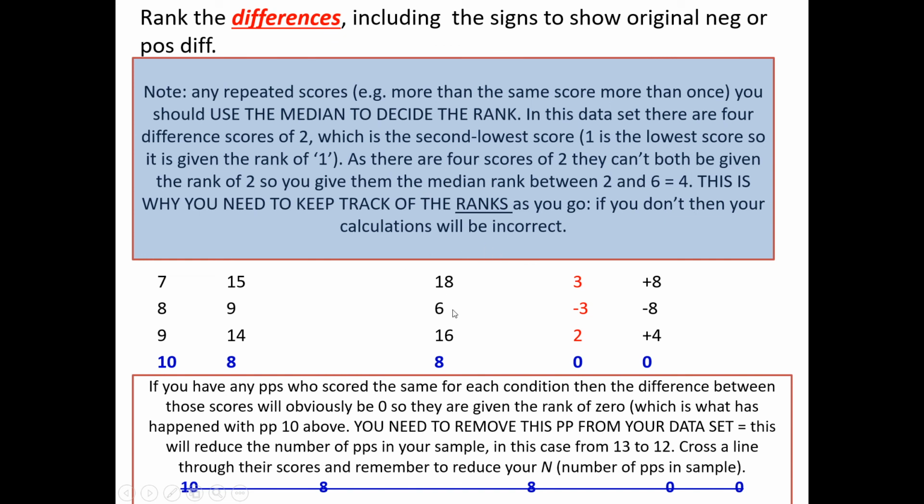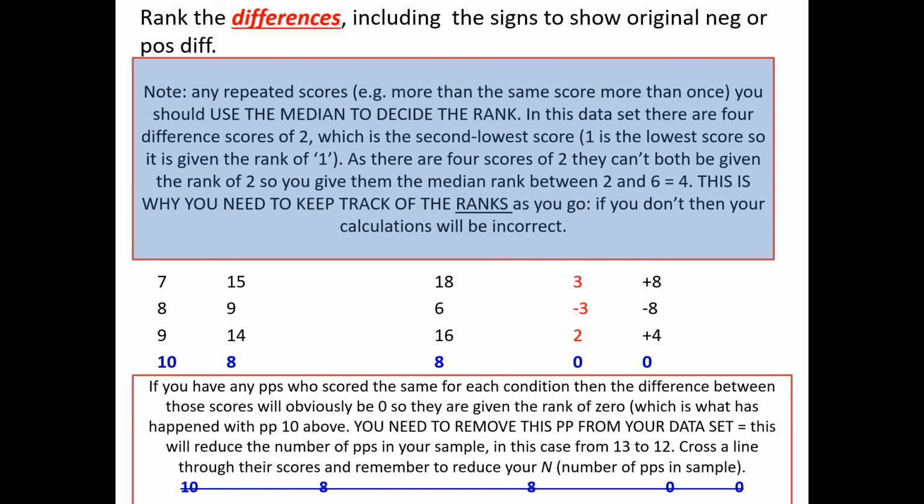Okay, so if you have any participants who scored the same for each condition, look, participant 10 scored 8 in condition A and 8 in condition B, giving them a difference of 0 and a rank of 0. You can't rank a 0, because it doesn't exist, if you know what I mean. So what happens here is you just have to take that participant out of your data set. They can't be part of the data set anymore, really, because they're supporting your null hypothesis. They have no data in a way, because they've shown that there is no difference in conditions.